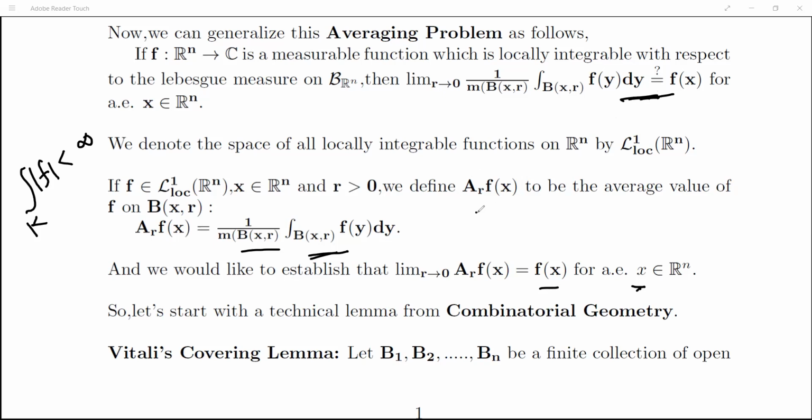I will just denote this average value by A_r f(x). So A_r just stands for the average value of f on the ball of radius r centered at x. This is my average value, and I want to show that it will go to this expected limit. Yeah. So is the problem clear for everyone? I mean, what do we want to show?